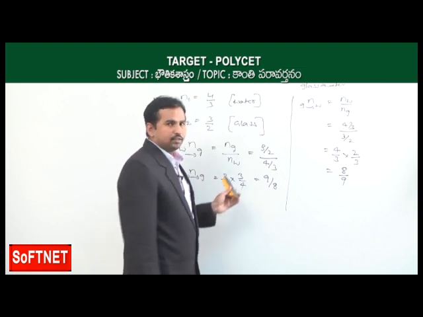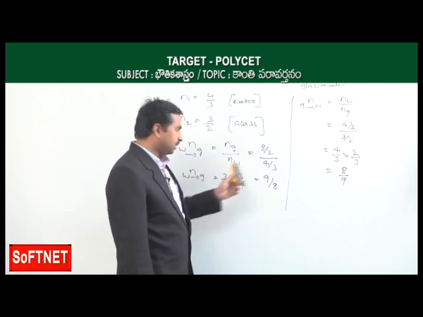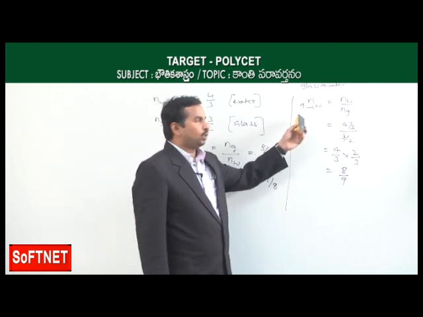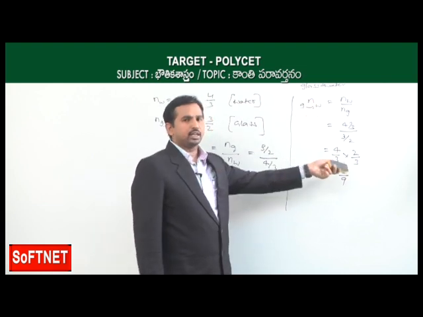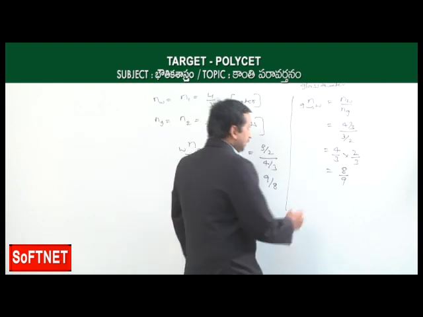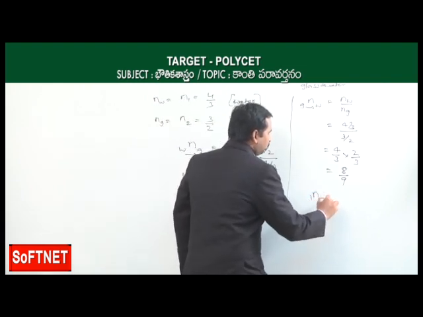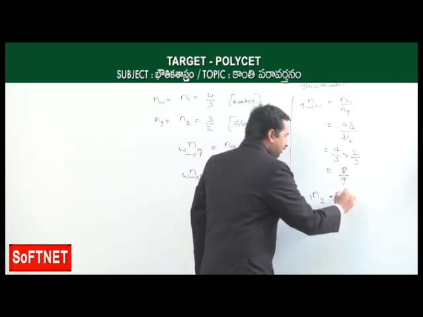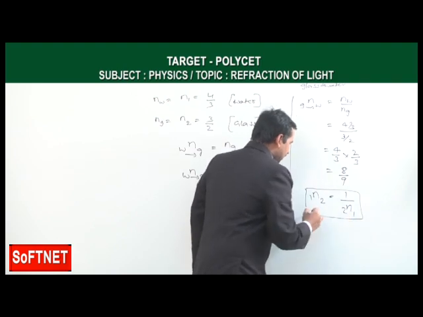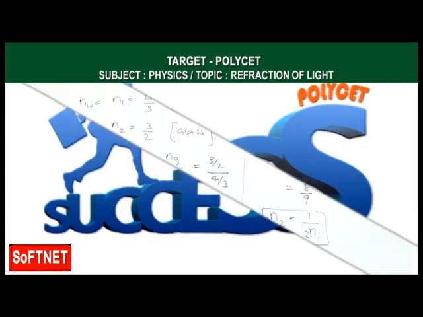If you observe here, if the light ray is going from water to glass, we got the refractive index 9 by 8, whereas if it is going from glass to water, we now get 8 by 9. Which means the refractive index from 1 to 2 is equal to the reciprocal of the refractive index from 2 to 1.